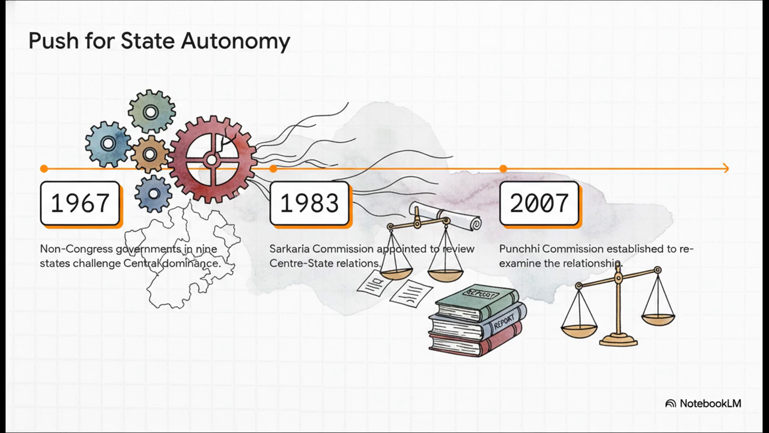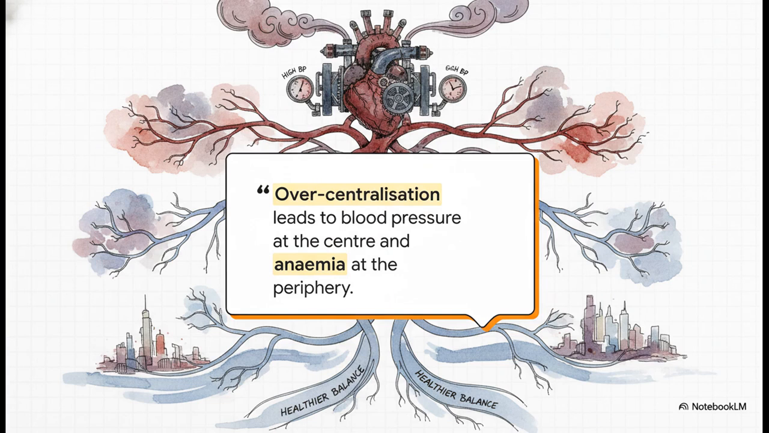This really kicked off decades of debate, leading the central government to set up major commissions, like the Sarkaria Commission in the 80s, and then the Punchhi Commission in 2007, to take a hard look at this relationship. And this quote from the Sarkaria Commission's report just nails the problem perfectly. They said that over-centralization leads to blood pressure at the center and anemia at the periphery. What a great way to put it. It basically means if you concentrate too much power at the top, you get an overworked, stressed-out center and weak, ineffective states that can't get anything done. The mission was to find a healthier balance.